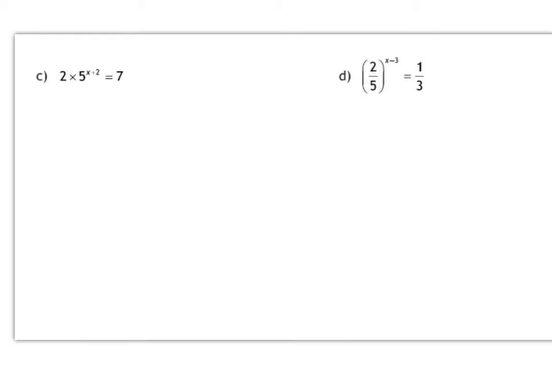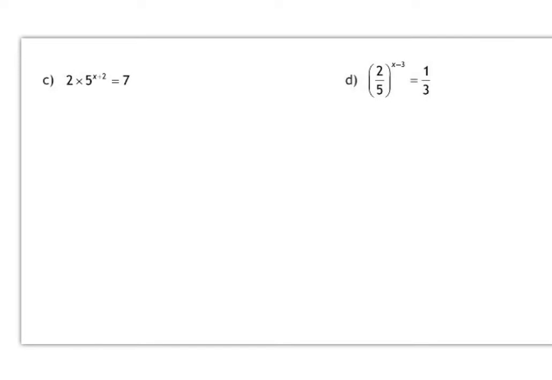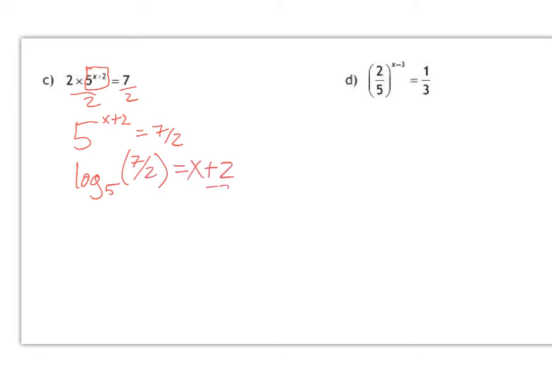All right, here we've got ones that have a couple steps for us to work with. First, my big goal is always to get the weird thing by itself. So if we've got 2 times 5 to the x plus 2, I'm going to divide both sides by 2. So I get 5 to the x plus 2 is equal to 7 halves. Now I'm going to convert. So we've got log base 5 of 7 halves is equal to x plus 2. I'm going to minus 2 to both sides. I can't combine those. So we get log base 5 of 7 over 2, and then just minus 2 at the end is equal to x. That's the end of that problem.